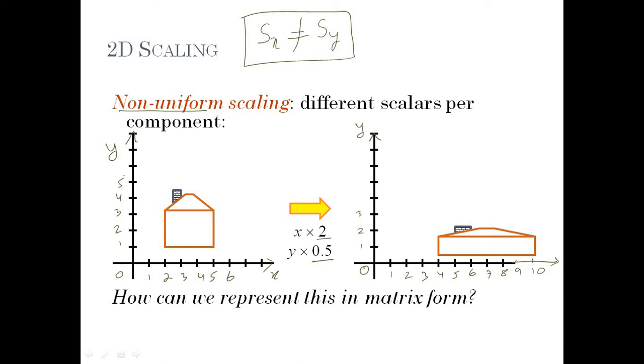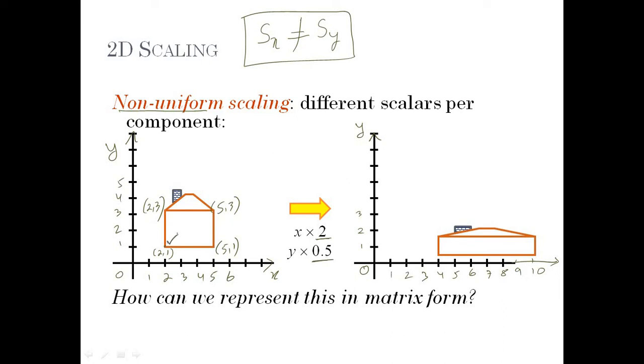Now let's see this non-uniform scaling. This point is 2, 1. This point is 5, 1. Here we have 5, 3. Here we have 2, 3. Alright. Now the scalars are not equal. Therefore, to scale on the x-axis, it will be multiplied by 2. To scale on the y-axis, it will be multiplied by 0.5.